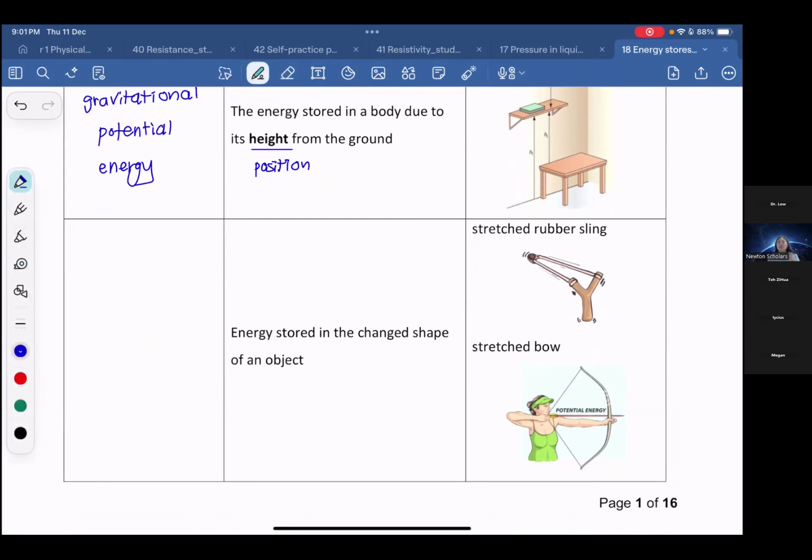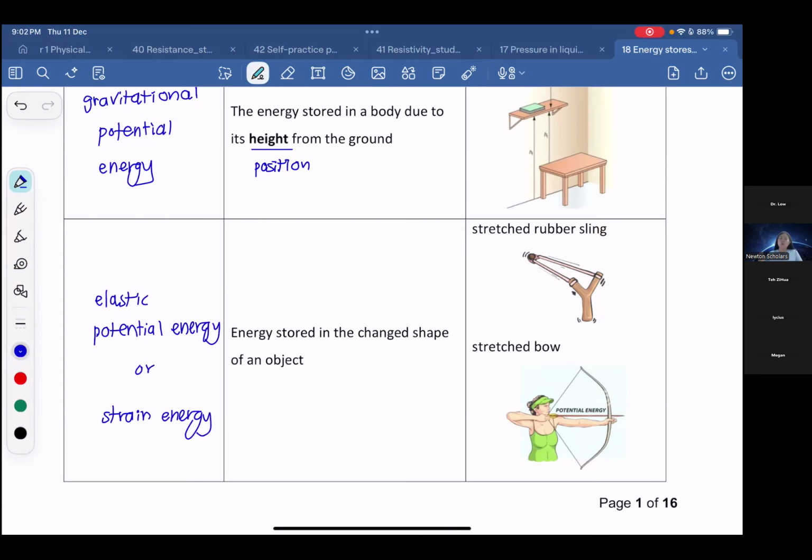If the object can change shape, then when you remove the force, it will return back to its original shape and size. This kind of energy stored inside the object is called elastic potential energy, or we say strain energy. Rubber band: we pull, then we release, and the rubber band will go back to its original shape and size, because the rubber band already stored elastic potential energy.